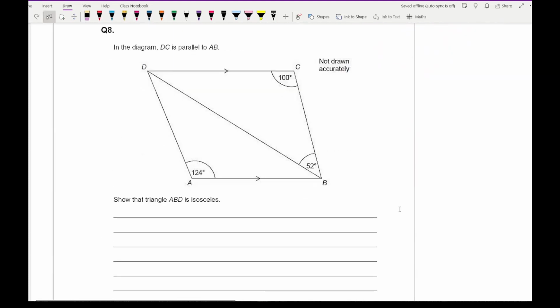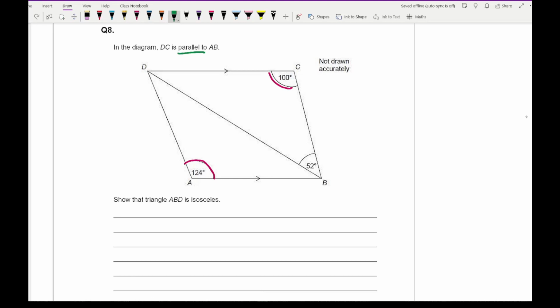Moving on to question 8, it says that in the diagram DC is parallel to AB. Show that the triangle ABD is isosceles. So in this particular question, there is no indication that this is a parallelogram. So we can't just assume that opposite angles are going to be the same. In fact, they don't actually add up to the same, because this side here plus this side here do not add up to give us the same. So let's have a look at the key bits of principle that we do know. Now, we know that it's parallel, so it's going to be parallel lines.